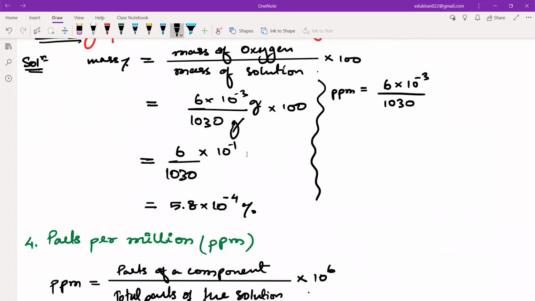6 into 10 to the power minus 3 divided by 1030 into 10 to the power 6. So you will get this as 6 upon 1030 into 10 to the power how much? 3. Yes or no, please tell me. 10 to the power 3. Now this value will be equal to how much?